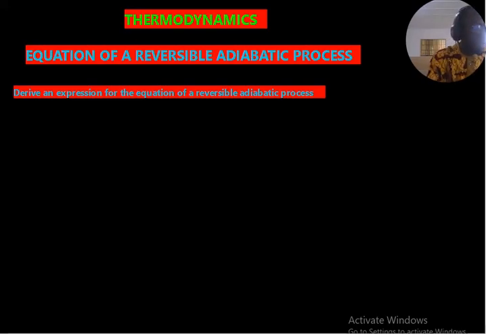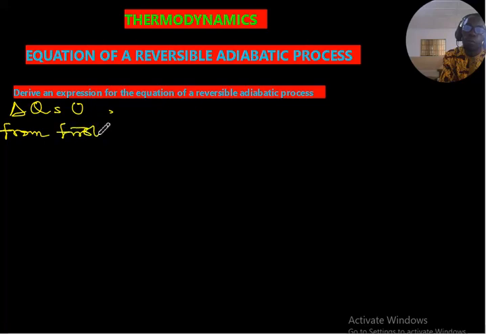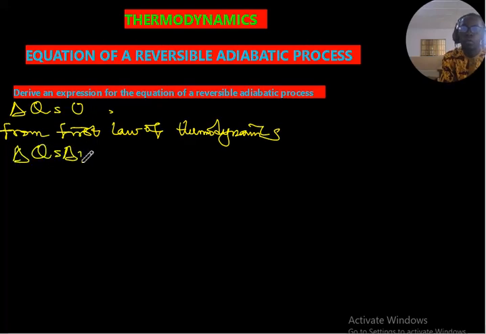An adiabatic process is a process in which no heat is transferred into or out of a system. No heat goes in or out of the system. That is, the change in heat dQ is going to be 0. From the first law of thermodynamics, we have that dQ equals dU plus the work.